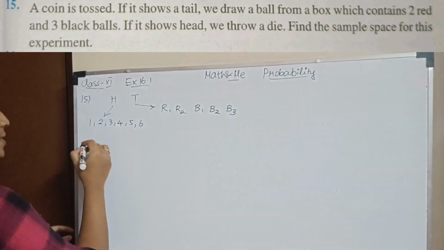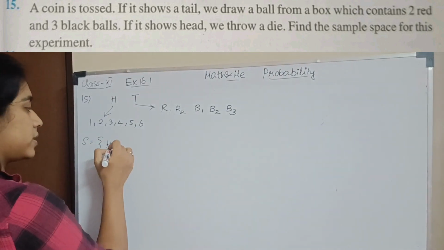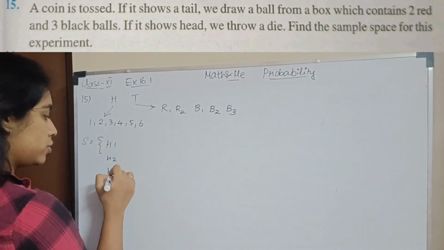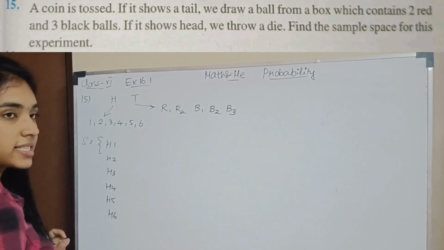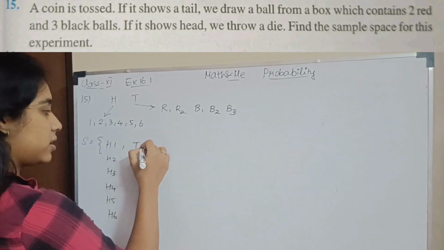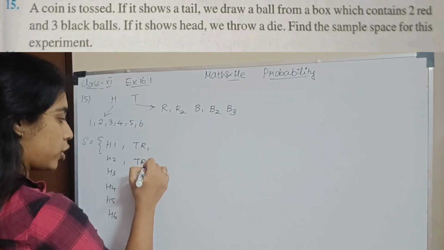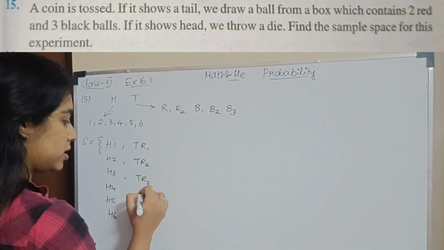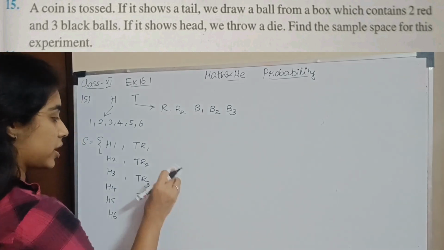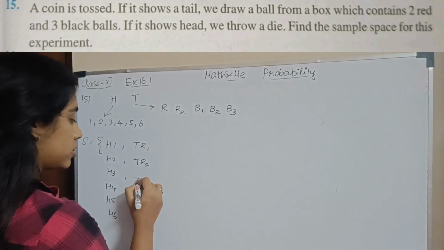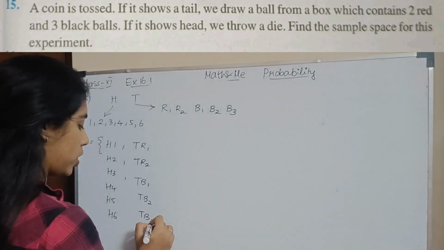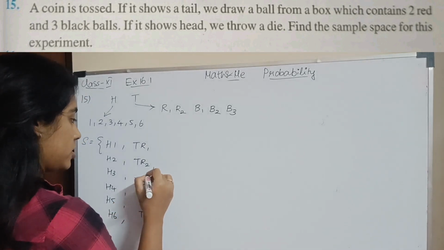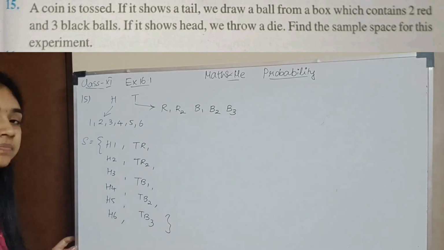Find the sample space. So how will the sample space be? When head comes: 1, 2, 3, 4, 5, 6. When tail comes: either red ball 1 or red ball 2 or, sorry, black ball 1, black ball 2 and black ball 3. So this is your sample space.